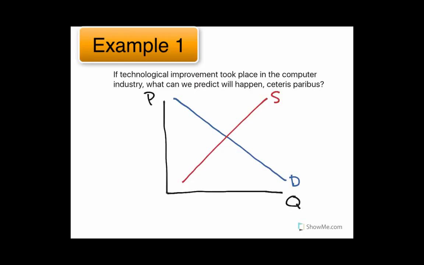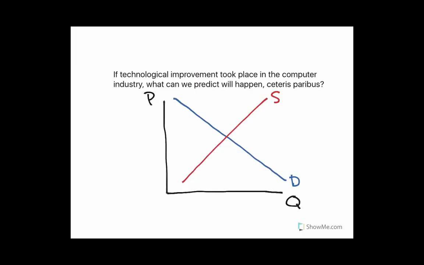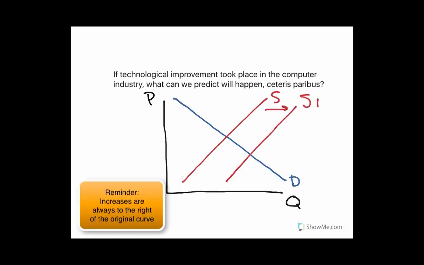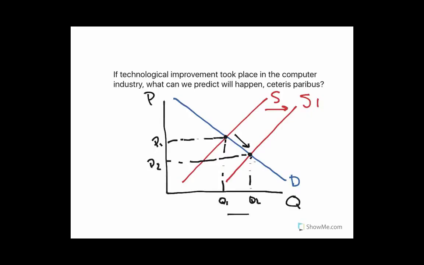Alright, so here we have a market for computers. It says that a technological improvement takes place in the computer industry. An improvement in technology means that firms can produce more computers for the same price, so supply increases. What does that do to price and quantity? It used to be here, and then we moved to this point. You can see that the equilibrium quantity goes up and the equilibrium price goes down.